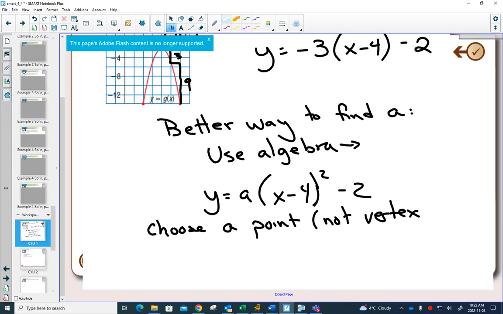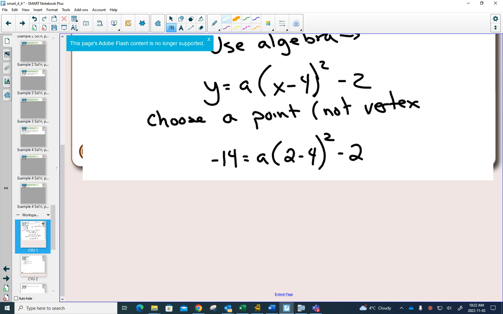But we have another point. Let's choose this one right here. This one is at (2, -14). That was given to us. There was a little big red dot at that point. So we know that point for sure. What we can do is we can plug it in. When y is negative 14, x is 2. And you make an equation where there's only one thing you don't know. You don't know A. And so now it's just a matter of doing the math.